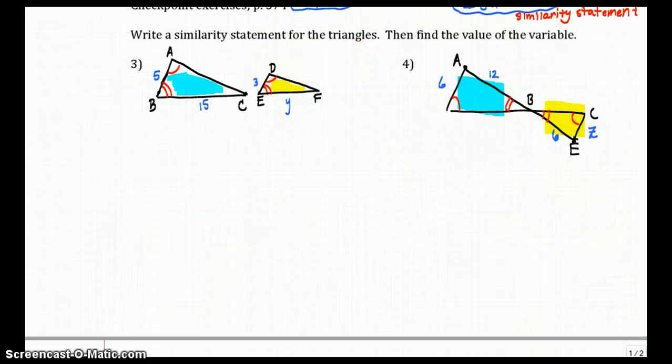Okay, the directions say, write a similarity statement for the triangles, then find the value of the variables. First, we have to ensure that they are going to be similar. So we'll do that by writing angle A is congruent to angle D. This is given. Angle A and D are congruent. And angle B is congruent to angle E. So that's your angle-angle similarity postulate.